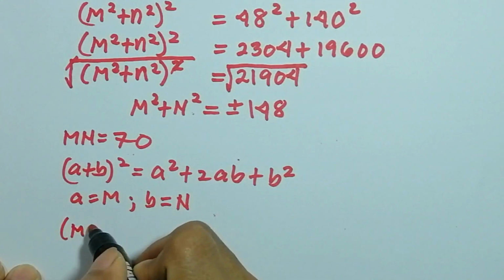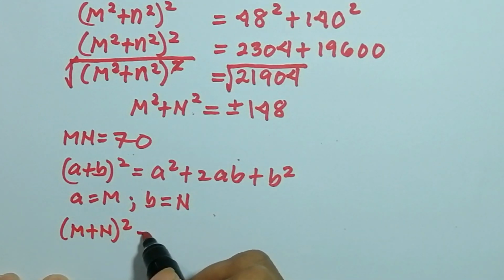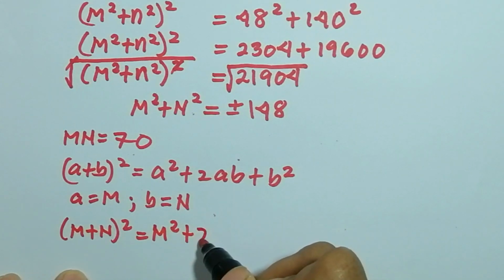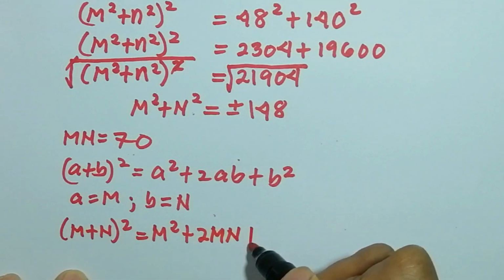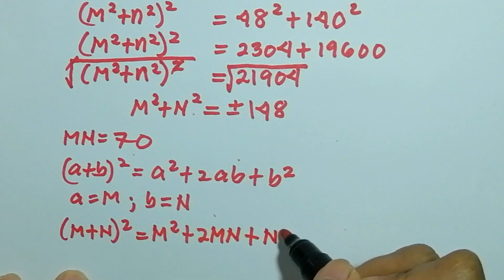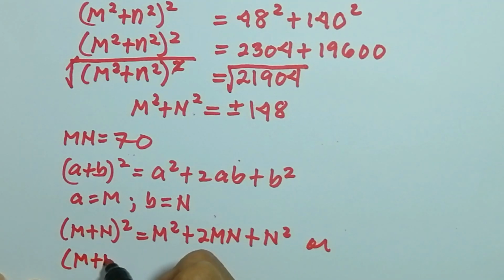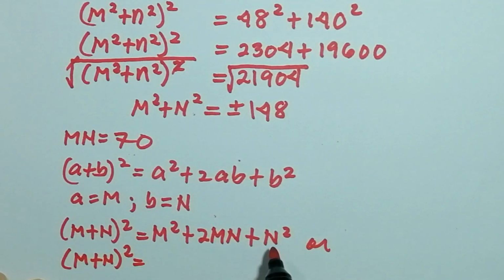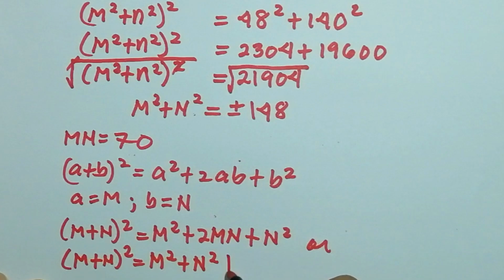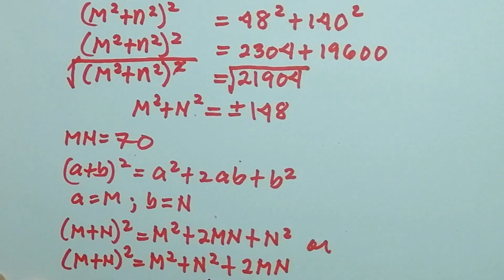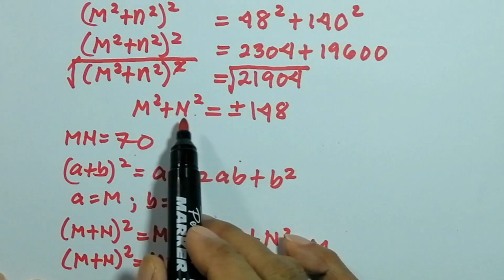We're going to write (m plus n) squared is equal to, the a is m squared plus 2ab, which is 2mn, plus b, n squared. Or we can write this as m squared plus n squared plus 2mn. Okay, so m squared plus n squared is equal to 148, this one.